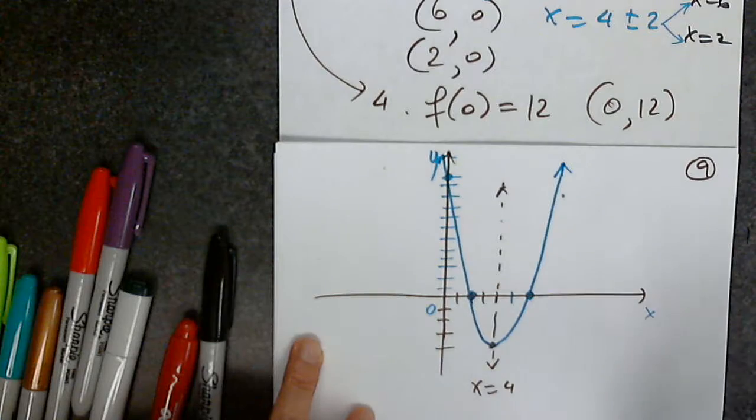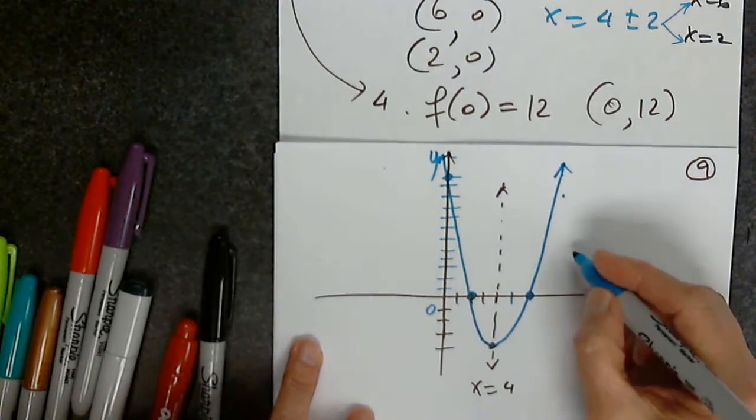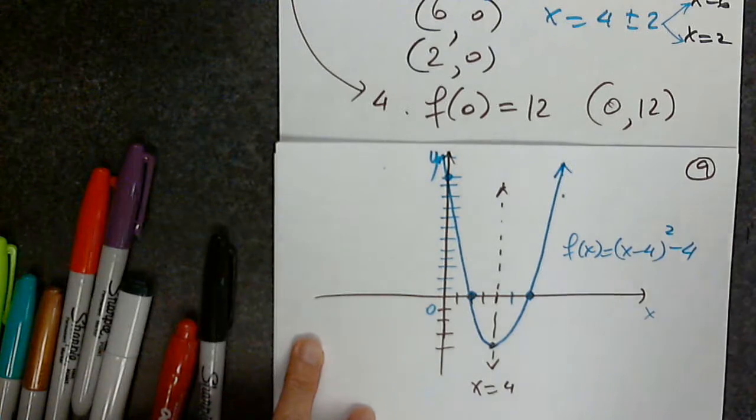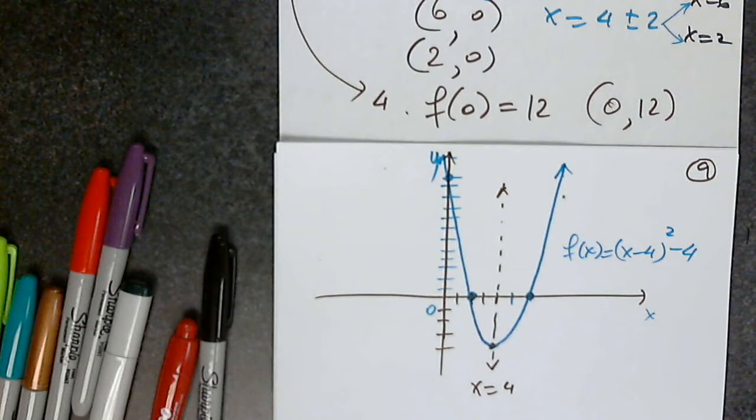Far from being perfect, but it kind of looks symmetric. So f of x equals x minus 4, everything squared minus 4. Any questions on graphing?